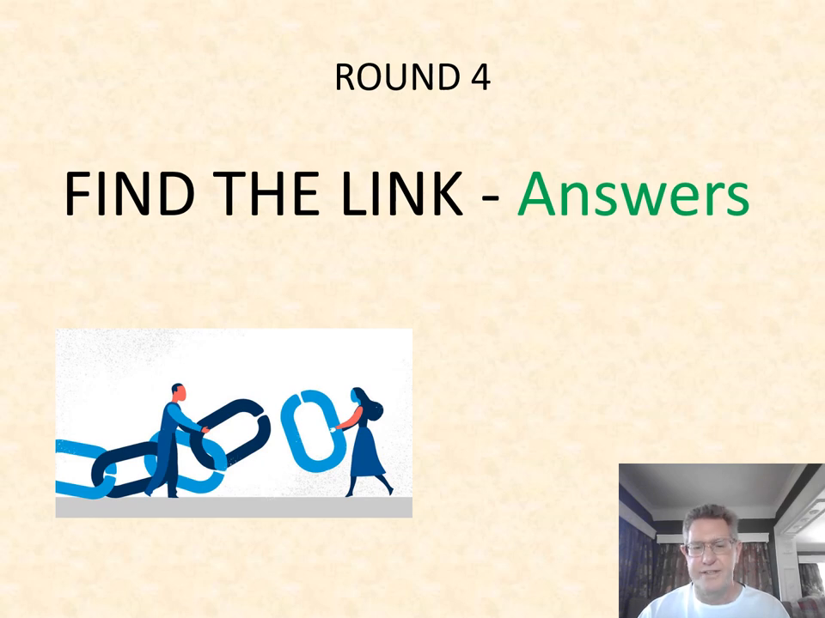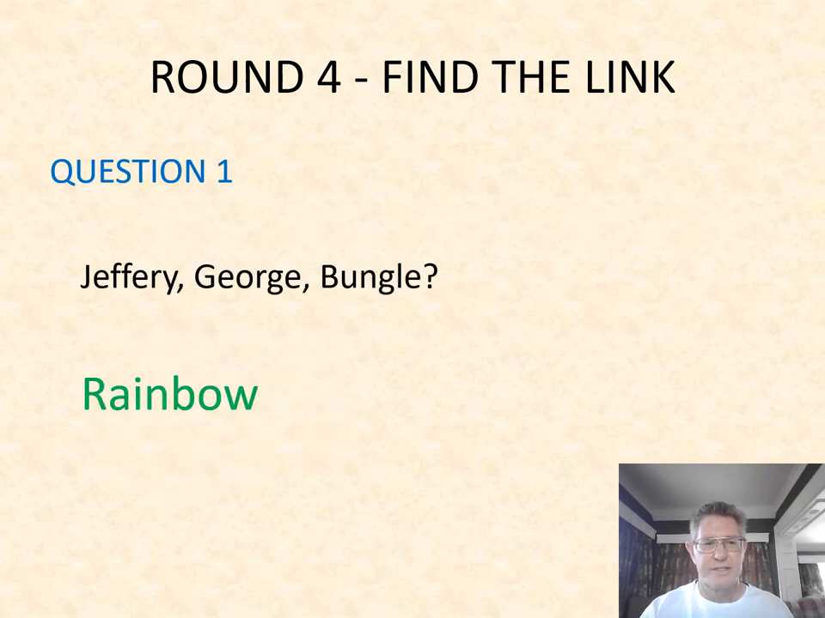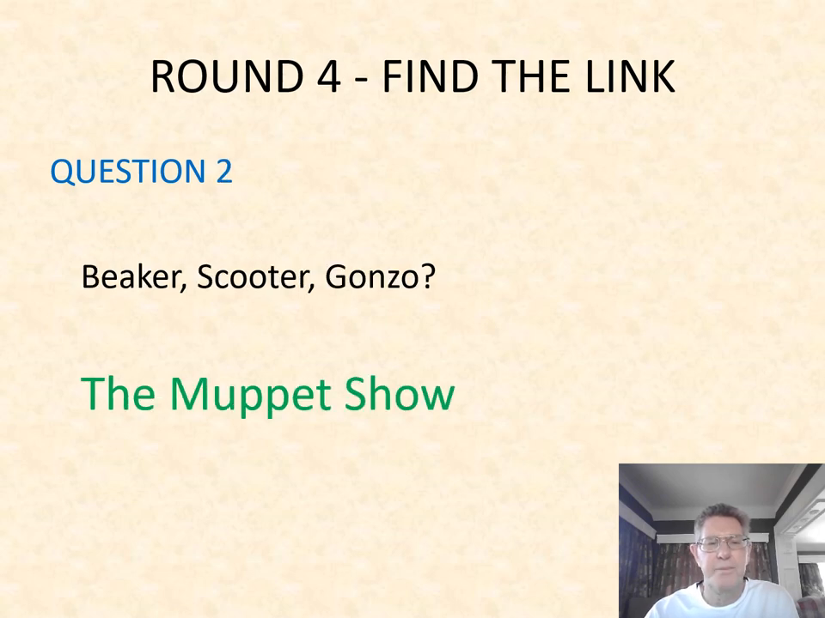Move on then, find the link. In entertainment, what links the following? So question one, Geoffrey, George and Bungle. Of course, the link is Rainbow. Question two, Beaker, Scooter and Gonzo. Well, the link there is they're all found in The Muppet Show.